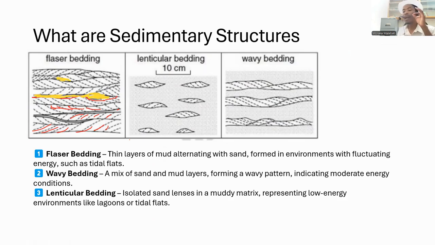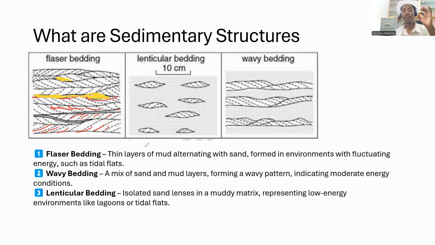So if we have the cross-laminated sand which contains mud streaks, and these mud streaks are found within the ripple troughs, then this will be called Flaser bedding, and this is very common. This commonly forms in a relatively high energy environment, what you call the sand flats, right? This is what you call the sand flats.